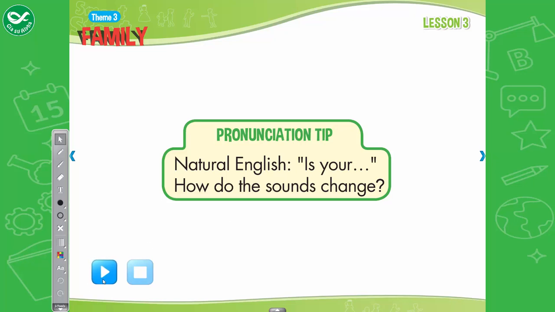Pronunciation tip. In natural English, "is your" sounds like "is your". Listen. Is your father tall? Now listen again and say. Is your father tall?